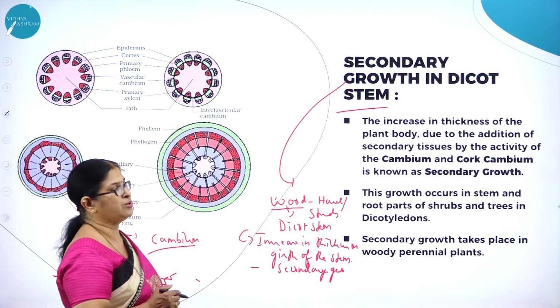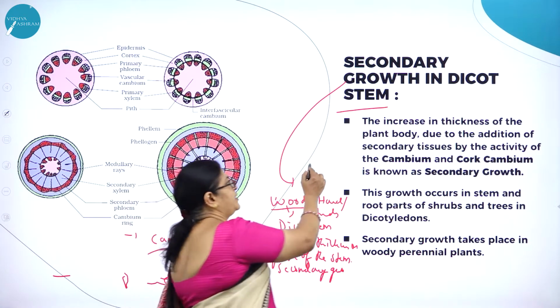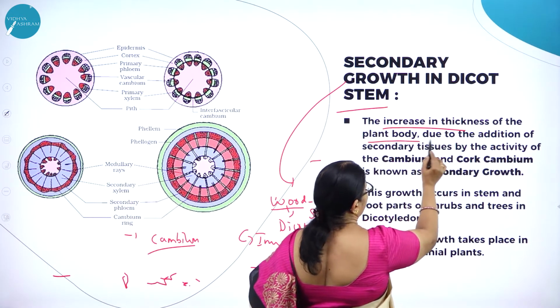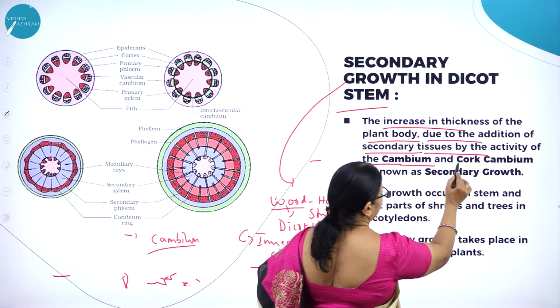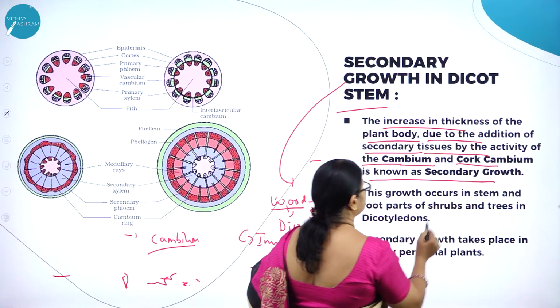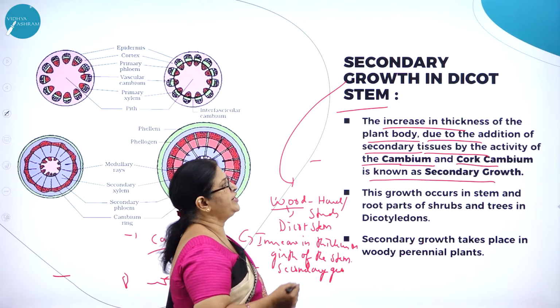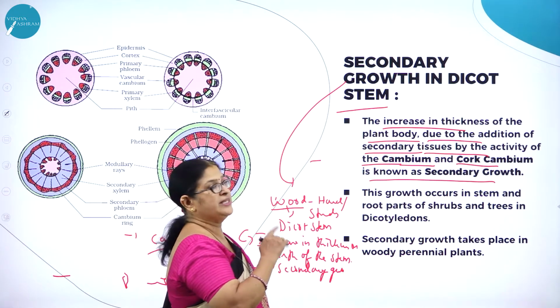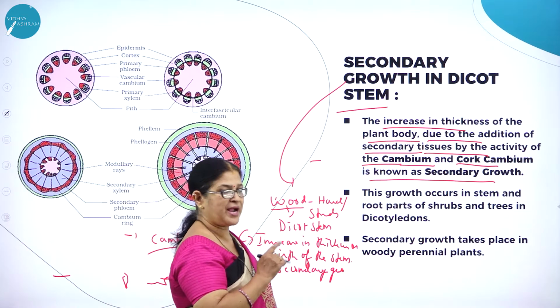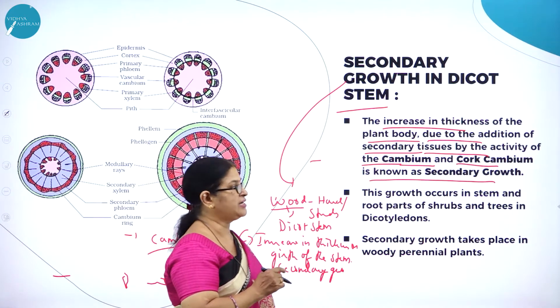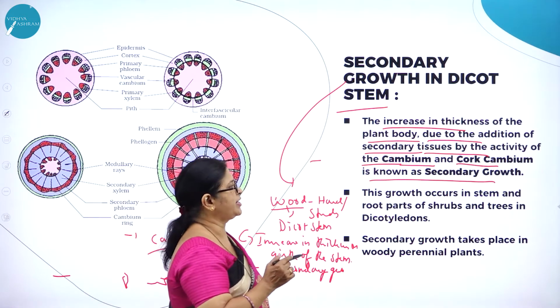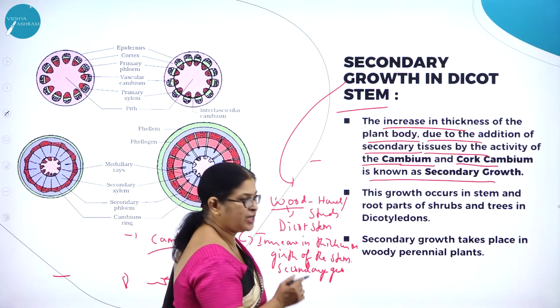So what is secondary growth? Secondary growth is nothing but the increase in thickness of the plant body due to the addition of secondary tissues by the activity of cambium and cork cambium. So how do we define the word secondary growth? The increase in the thickness of the plant body due to the addition of secondary tissues by the activity of the cambium and cork cambium is known as secondary growth.